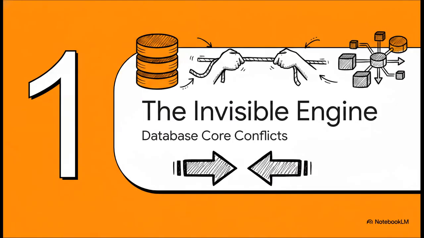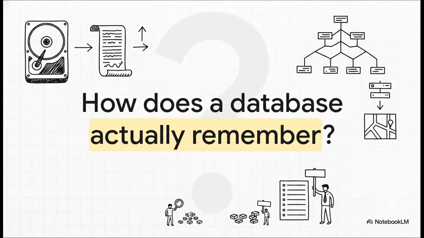Section 1, the invisible engine and the core conflict of databases. To really understand why these entirely different storage engines even exist, we kind of have to start with the fundamental tension at the heart of all database engineering. It's this constant tug-of-war between two opposing forces.